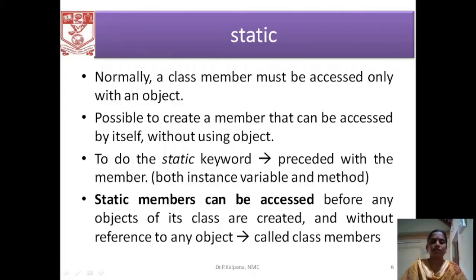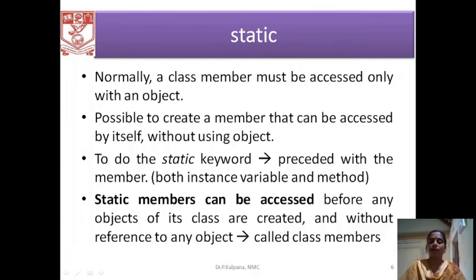Next, I am going to discuss the static keyword. Normally, a class member can be accessed from outside only with the help of an object. But it is possible to create a member that can be accessed by itself without using an object. To do so, we have to use the static keyword, and the static keyword must precede the member.